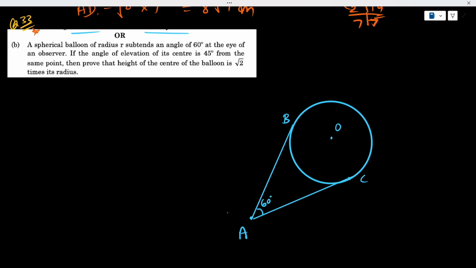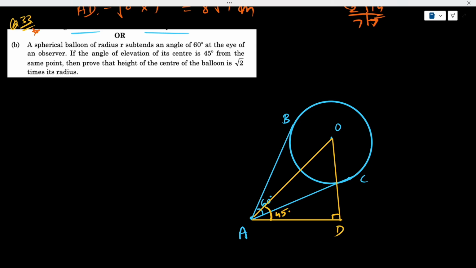The angle of elevation to its center from the same point. Now you know that for the angle of elevation I need a horizontal line, so I have to draw a horizontal line on the ground level, because the angle of elevation is always the angle between the line of sight and the horizontal. Now from the same point, the angle of elevation to the center of the spherical balloon is 45 degrees. So I know that this angle is 45 degrees, right? Now I need to find the distance, and you know that the distance is always perpendicular from this horizontal ground. So this length we need to find here.